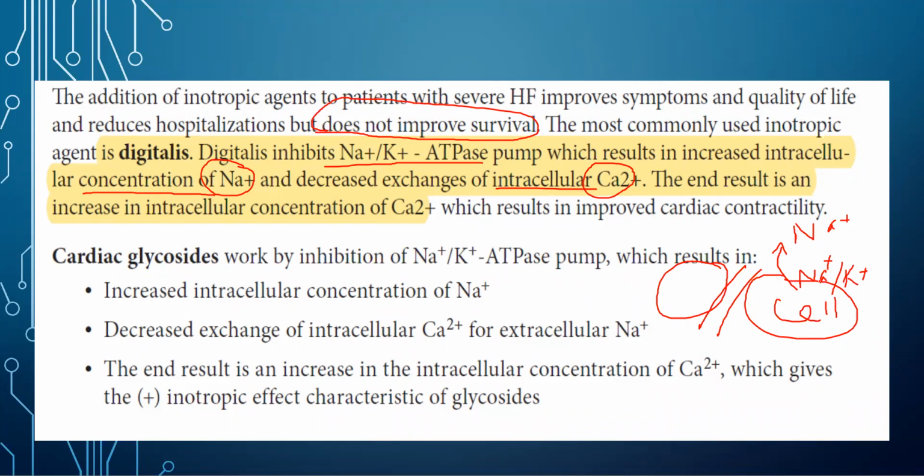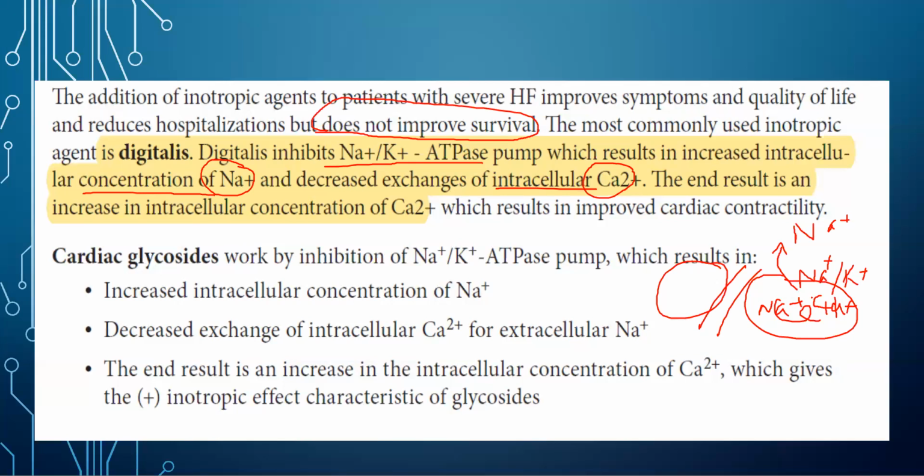Sorry. So in your cell, there is a sodium potassium ATPase pump. If digoxin inhibits this pump, sodium will increase in the cell. So there will be increased intracellular sodium, and there will be decreased exchange of intracellular calcium for extracellular sodium. Normally, when sodium goes out, there will be an exchange of calcium.